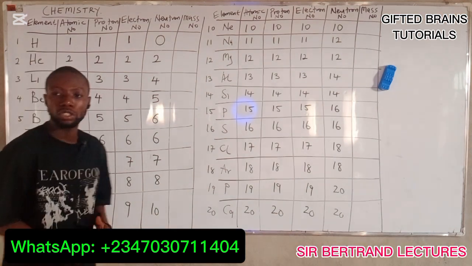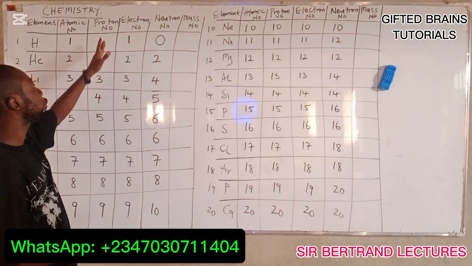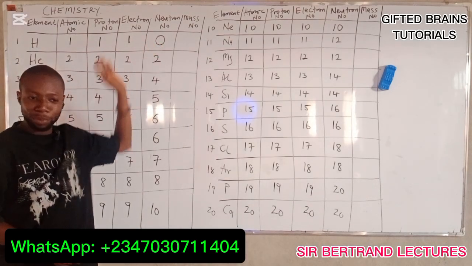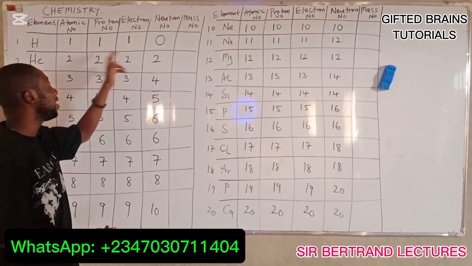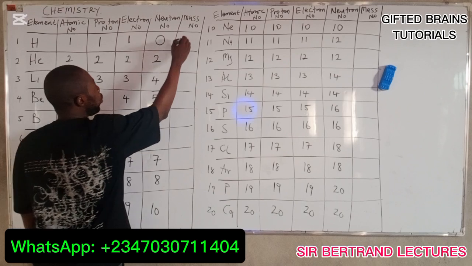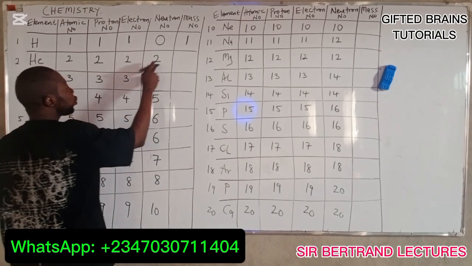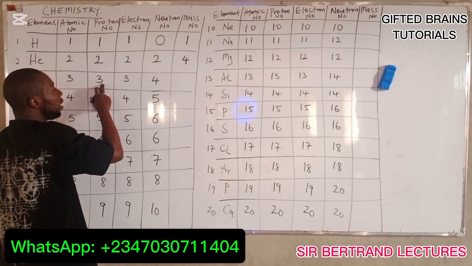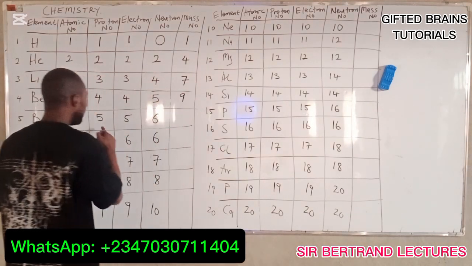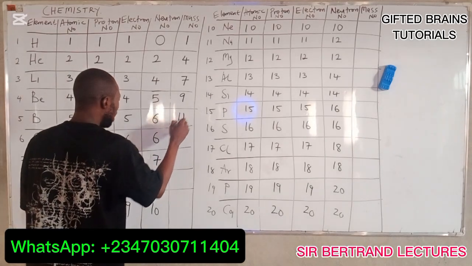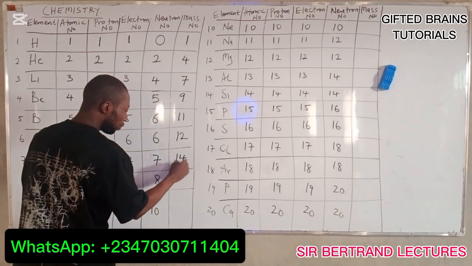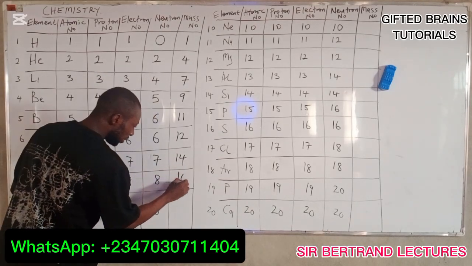I told you that mass number is obtained by simple addition of the proton number and the neutron number. Do you understand? When you add the proton number and the neutron number, you get the mass number. All right? Then here we have 1 plus 0 will give you 1. 2 plus 2 will give us 4. 3 plus 4 is 7. 4 plus 5 is 9. 5 plus 6 is 11. 6 plus 6 is 12. 7 plus 7 is 14. 8 plus 8 is 16.